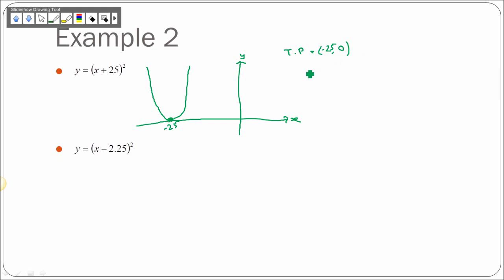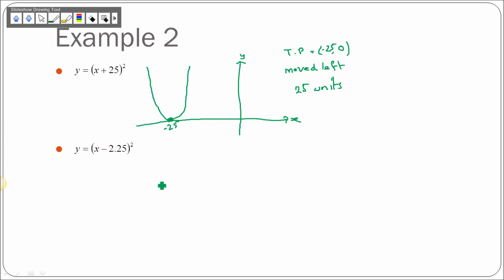Okay, so our turning point is minus 25 and 0, and I need to say that it is moved left by 25 units. And that's all I have to do. Remember, when we add, it goes to the left, and when we subtract, it goes to the right.